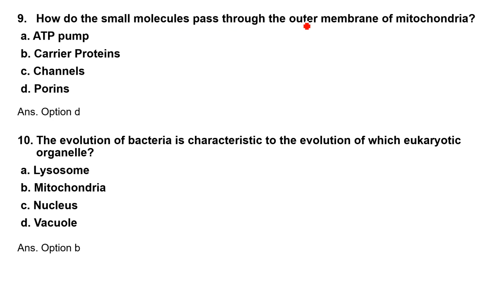So how do small molecules pass through the outer membrane of mitochondria? The answer is porins. Porins are channel proteins present specifically in the outer membrane of mitochondria. These porin proteins allow small molecules to move into the intermembrane space, but the small molecules are not allowed to enter the inner membrane.